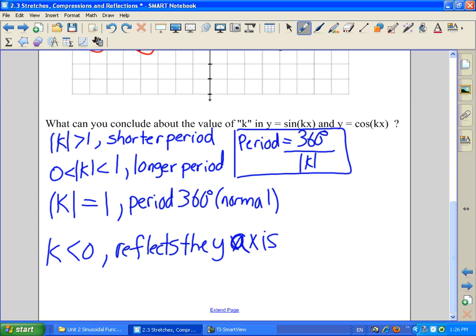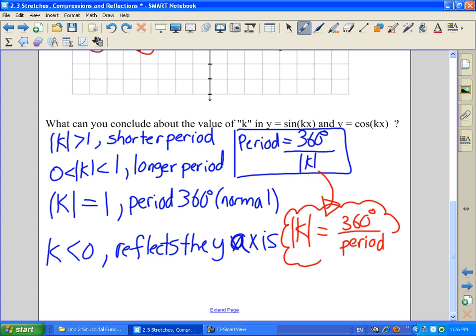Okay, so it reflects the y-axis. One thing I want to make special note of before I change this is that in some cases you're going to have to find the absolute value of K. So K actually equals 360 divided by the period, if I just rearrange that equation. That's going to come up, I believe, next class or the next two classes, so I want you to be able to recognize that.